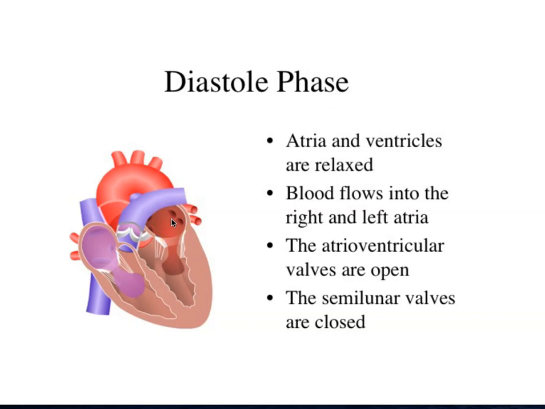So far, so good. We're getting blood delivered to the heart. These AV valves on both sides are open so that blood is flowing freely into those ventricles. Ventricles are relaxed. The blood is freely flowing from the right atrium into the right ventricle. From the left atrium, it's flowing into the left ventricle. AV valves are open. Those semilunar valves are closed.